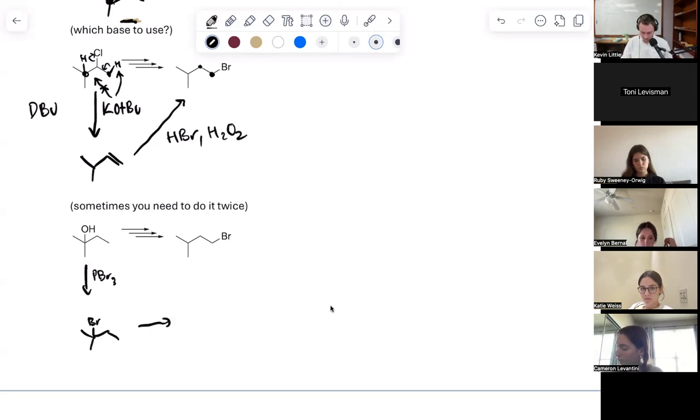Then if I eliminate it, I want to use sodium hydroxide to make the more substituted double bond, right? Potassium tert-butoxide would make a double bond here, which is not what I want. Can I use this to make HBr directly? No, it's not, right? Neither one of these carbons is touching HBr and no rearrangement is going to get me there. So I need to do another addition.